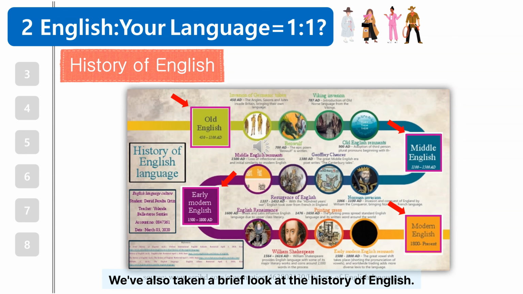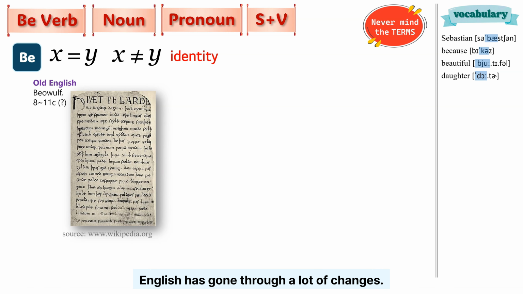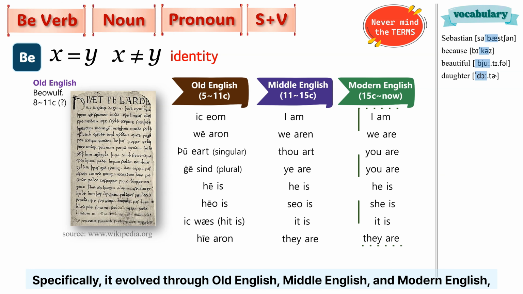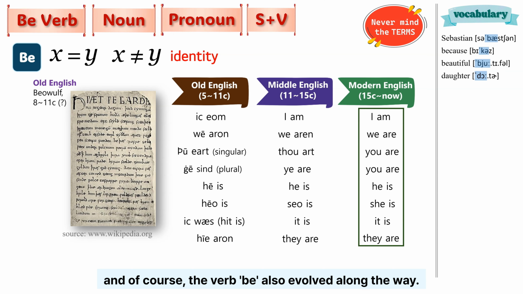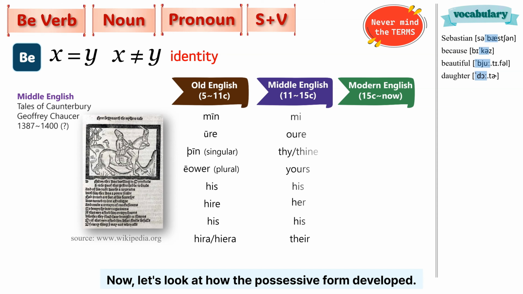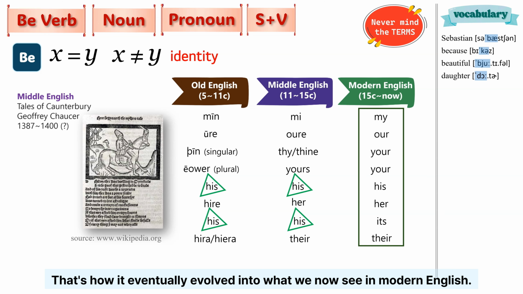We've also taken a brief look at the history of English. Just like your own native languages, English has gone through a lot of changes. Specifically, it evolved through Old English, Middle English, and Modern English. And of course, the verb be also evolved along the way. Now let's look at how the possessive form developed. In particular, the distinction marked by the triangle symbol, the difference between masculine and neuter, was confusing. That's how it eventually evolved into what we now see in modern English.